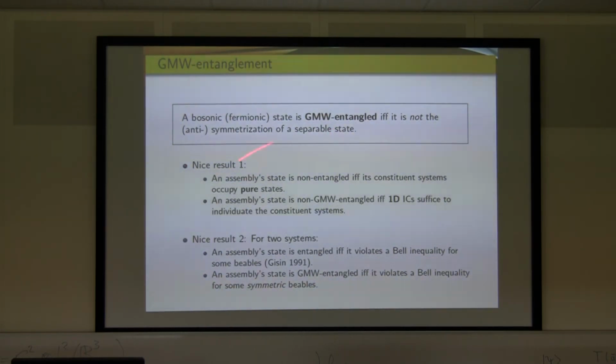Then Adam gave some nice results. The thing I want to focus on is this last one. An assembly state is GMW entangled if and only if it violates a Bell inequality for some symmetric variables. I'm just reading variables as observables here. I'm not sure if I'm right in doing that, but it makes it easier for now. I think it's just wrong, which I will now show.